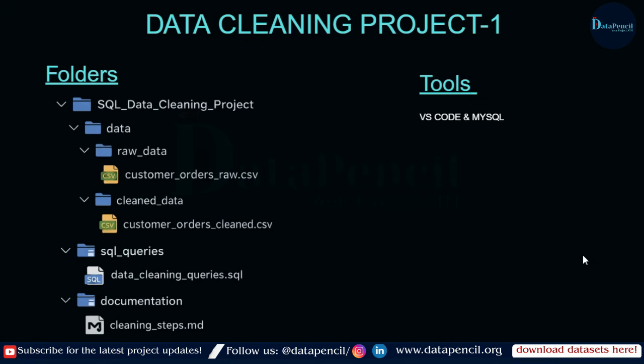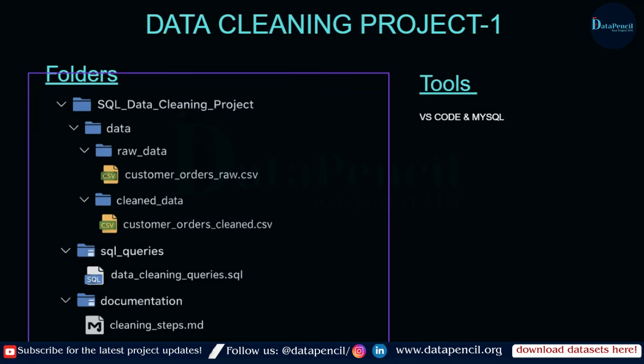Okay, so the folder structure is like this. The main folder will be named SQL Data Cleaning Project. Then inside this main folder, there will be some subfolders. The first subfolder will be data. In this, we will save our raw data file and then the clean data file.